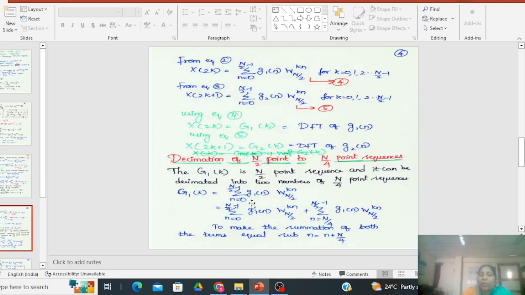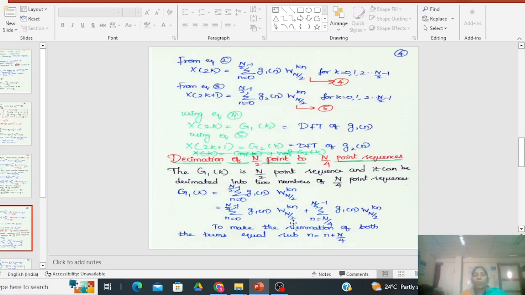So in this we have to split into two halves. One is 0 to N by 4 minus 1. Another summation is N by 4 to N by 2 minus 1. Now for your understanding, let us substitute the capital N value as 8. So if you substitute the capital N value as 8 here, the summation is 0 to 1, and here it is 2 to 3. So 0 to 1 and 2 to 3. So it is divided into equal halves.